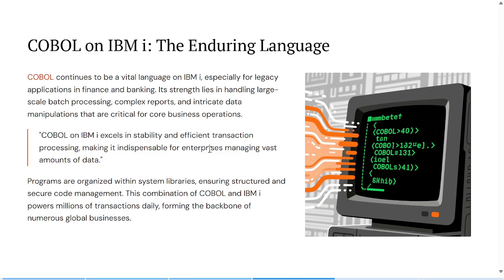In COBOL there are multiple divisions. The first division is the identification division, then the environment division, the data division, and the procedure division. In the procedure division lies the main logic of the code, the actual code: all the read and write operations, the data manipulation, all the loops, and all the logic of your program.